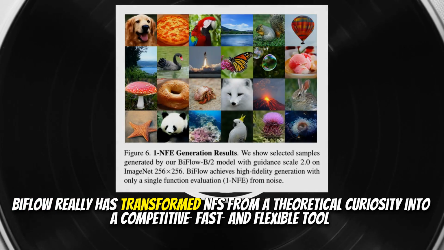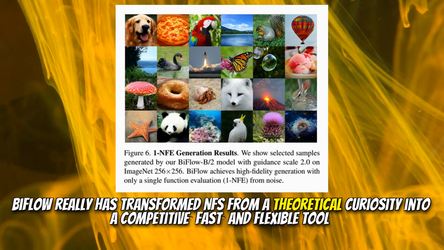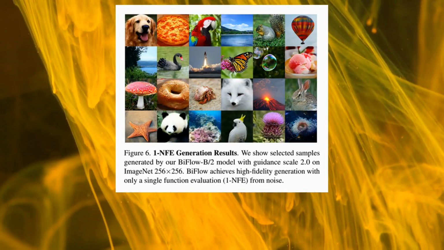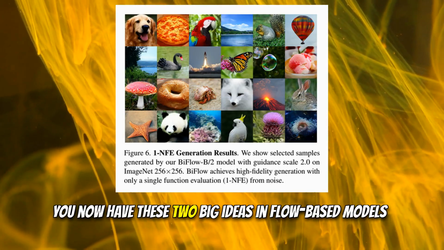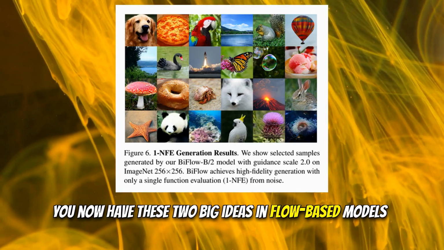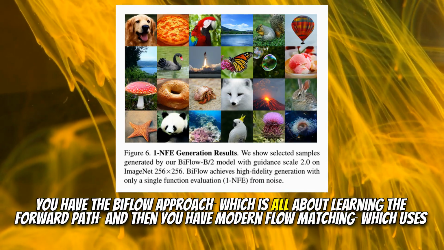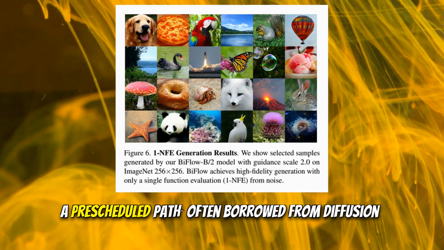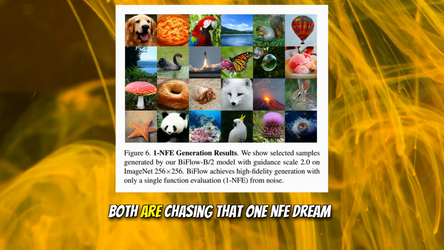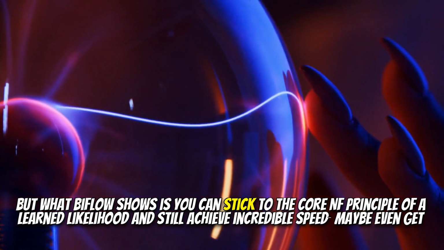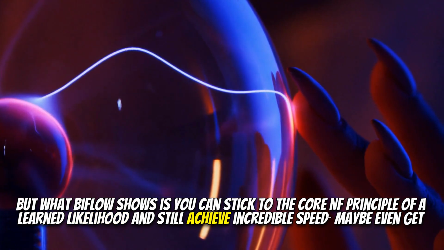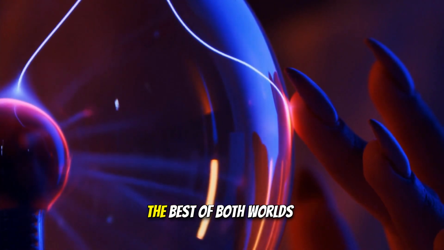BiFlow really has transformed NFs from a theoretical curiosity into a competitive, fast, and flexible tool. It's a huge shift. You now have these two big ideas in flow-based models. You have the BiFlow approach, which is all about learning the forward path, and then you have modern flow matching, which uses a pre-scheduled path, often borrowed from diffusion. Both are chasing that one NFE dream. But what BiFlow shows is you can stick to the core NF principle of a learned likelihood and still achieve incredible speed, maybe even get the best of both worlds.